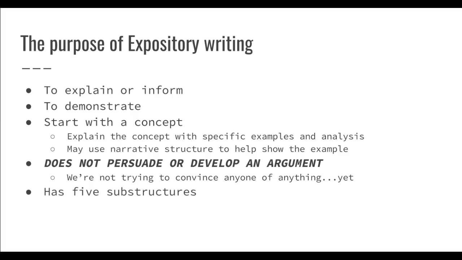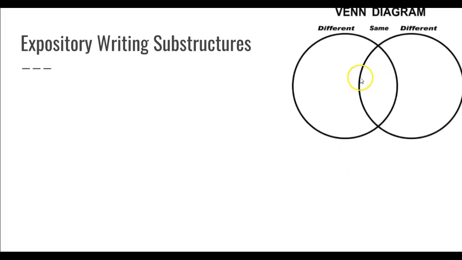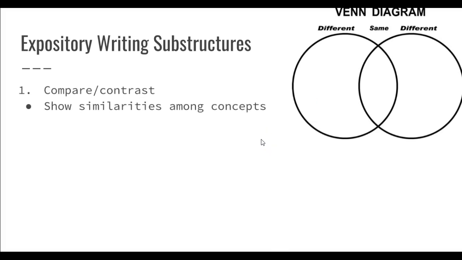Expository writing has 5 substructures. You may not realize that you know them already, but I'm guessing that you've most likely had encounters with these in some form. So for example, Venn diagram, we all had that in elementary school, so you're thinking, compare, contrast. Purpose behind this is we show similarities among concepts. We also show differences among concepts.